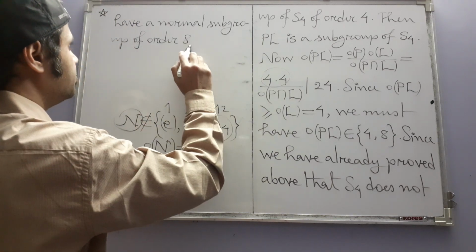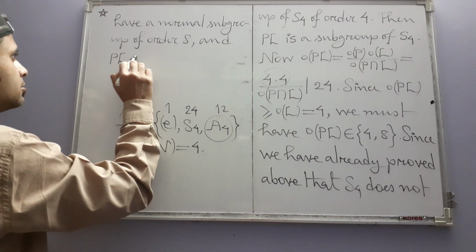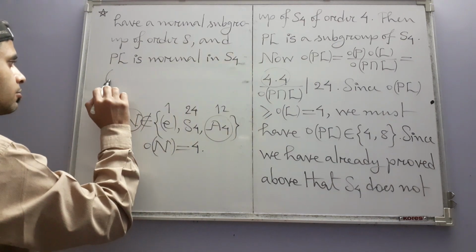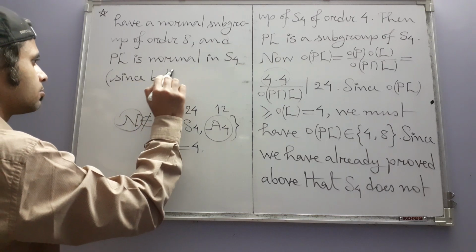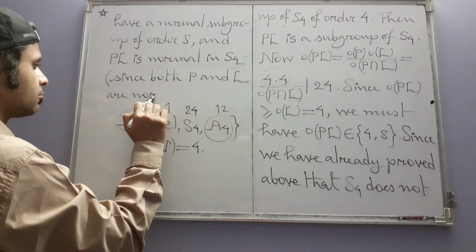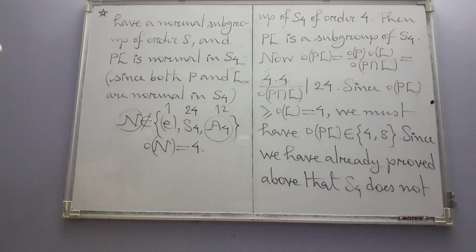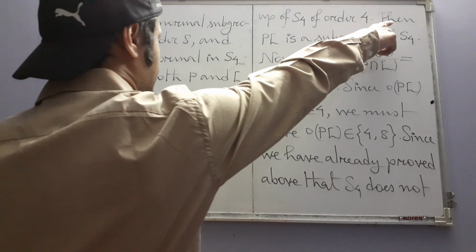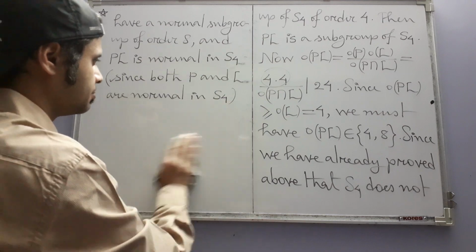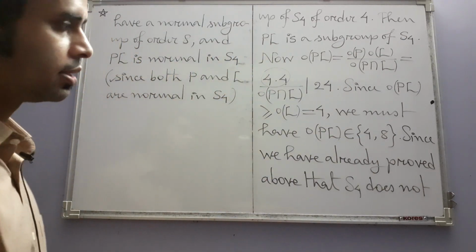Of order 8, and PL is normal in S4, since both P and L are normal in S4. If you want, here itself you can write, then PL is a normal subgroup of S4. You don't then have to mention it here again. So that means the only possibility for PL is that it should have order 4.